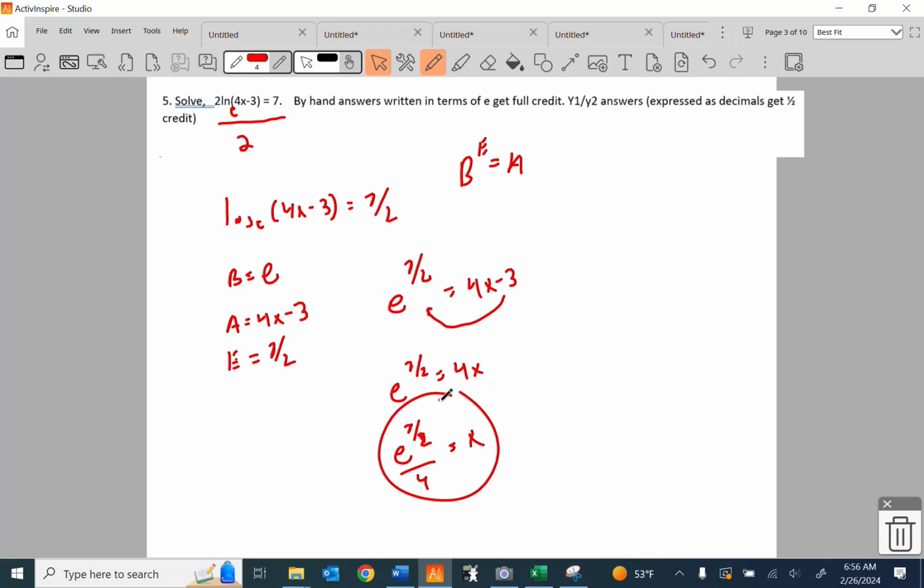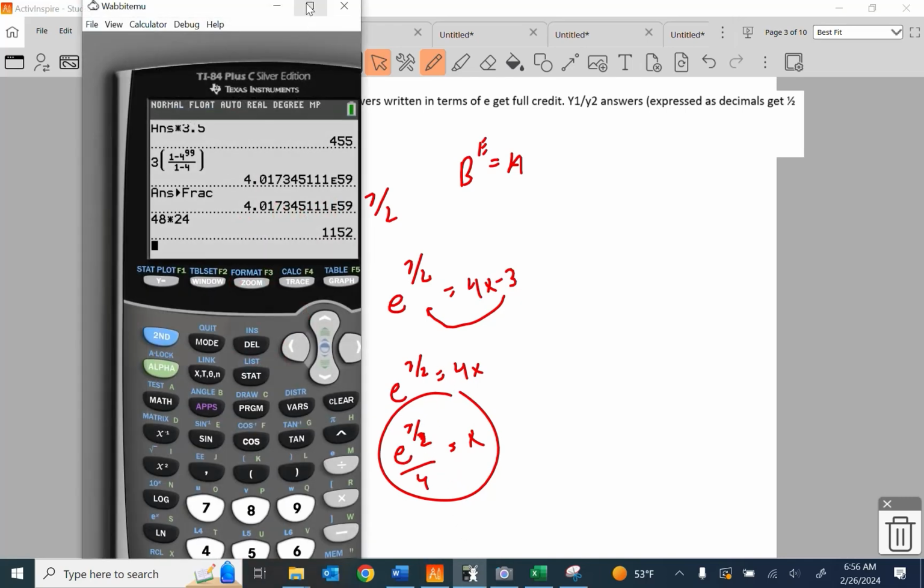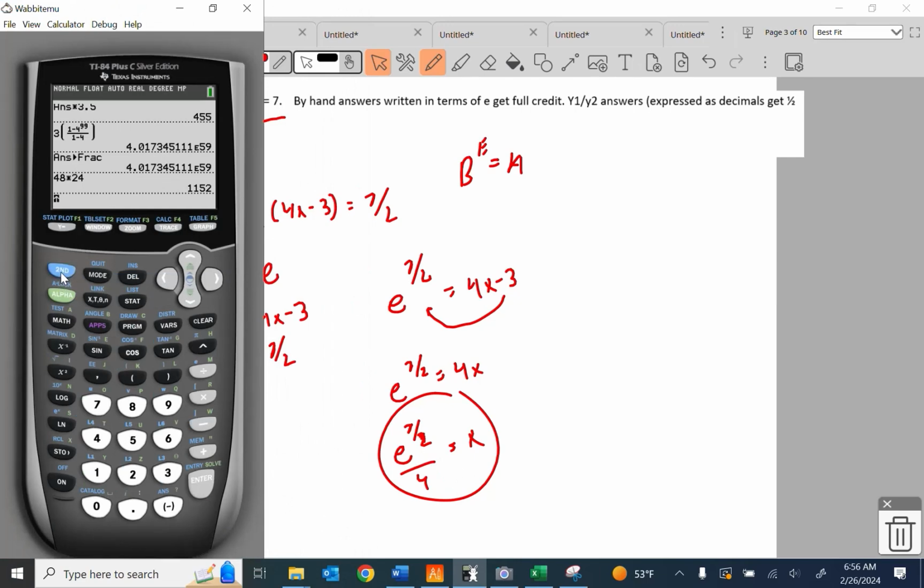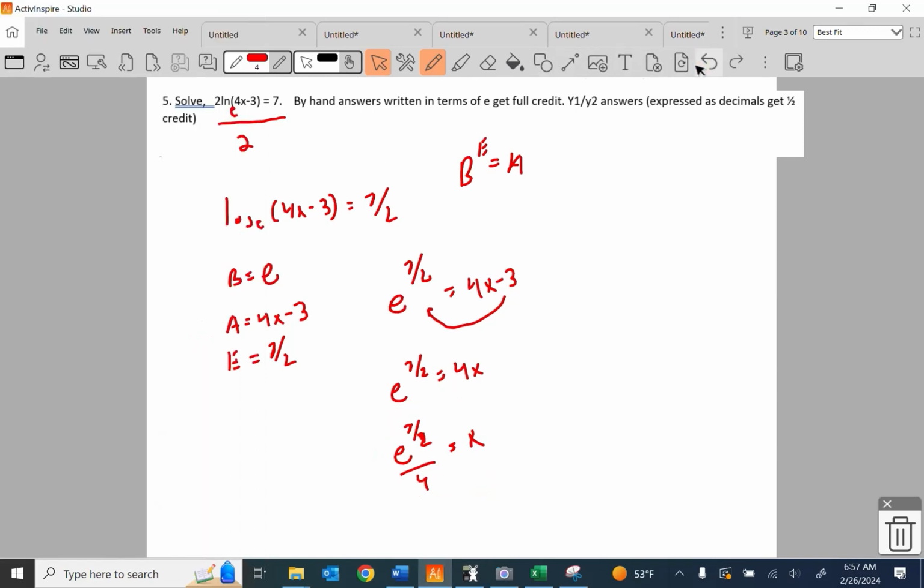Now, I'm going to go push some buttons so that I can check myself against y1, y2. But I came up with e... I forgot my plus 3, didn't I? I need to wake up, don't I? Go back a couple of steps here. I had to add 3 to both sides. There we go. There's my answer. Let's see what that looks like.